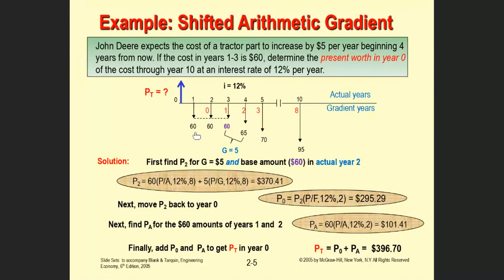For those two uniform annual values متساويين we want to find them at P0, we just convert them, P given A 12% for 2 years, and you multiply it with 60. Then you add these together, the 101 and the 295, and you get the final answer.